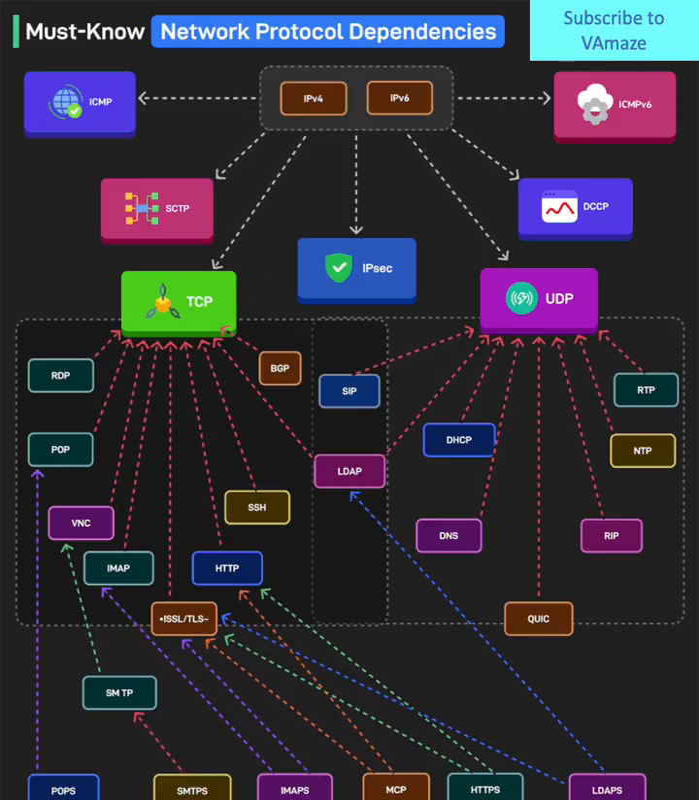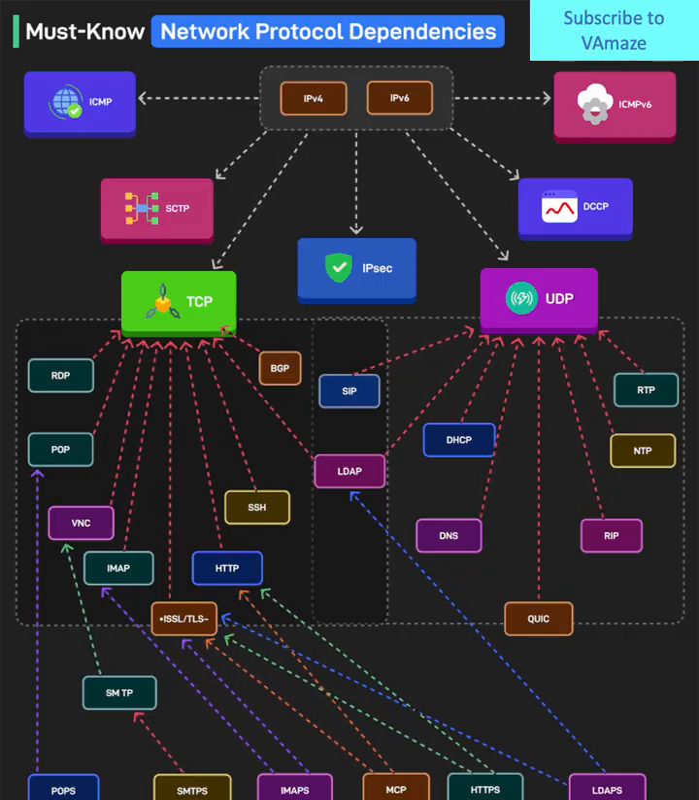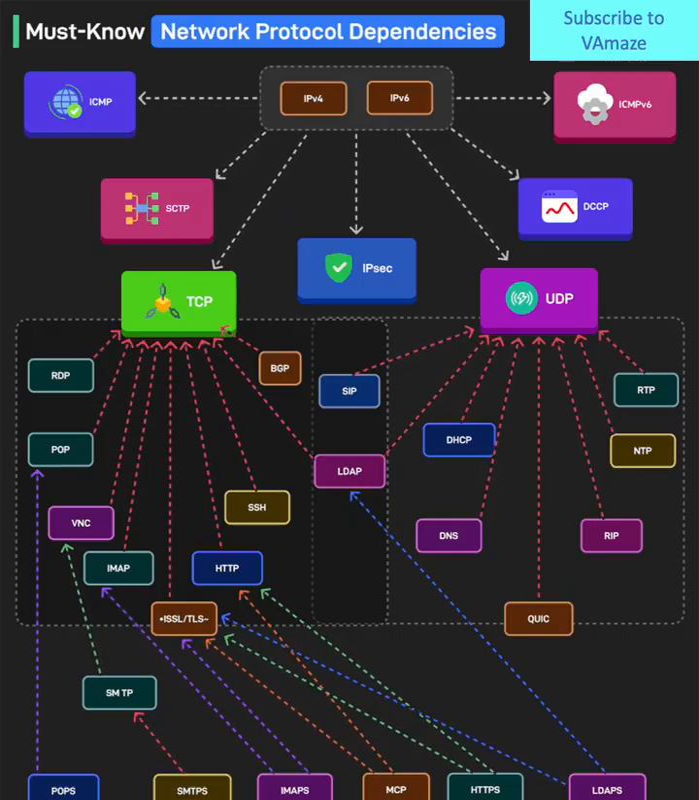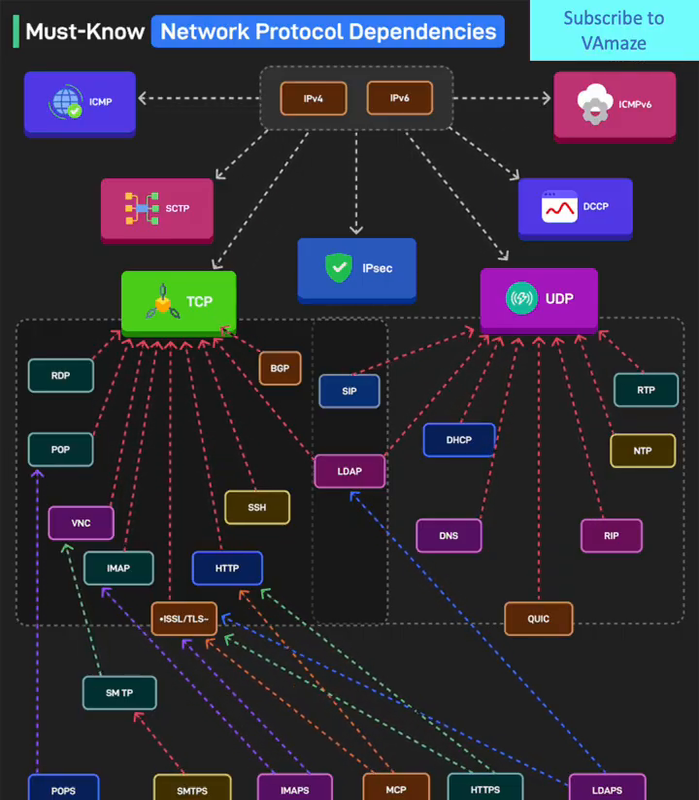Finally, QUIC sits on top of UDP. QUIC is Google's modern transport protocol that provides the reliability of TCP plus built-in encryption, so you'll see QUIC pointing to UDP beneath it.